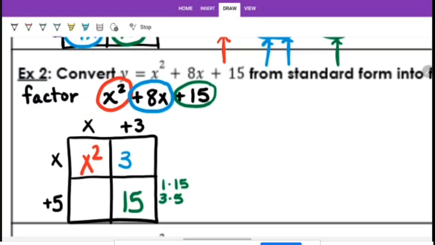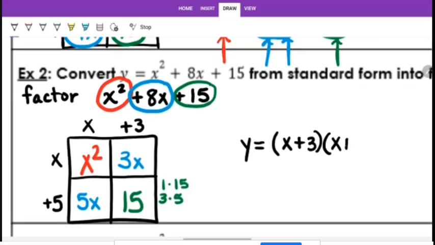My screen is lagging today. There we go. So notice that the two spaces that I filled in with blue, the 3x and the 5x, these two things will add together to give us a positive 8x. That's exactly what we needed. So good job, Joel. We now need to write our answer as a factored form quadratic. So we'll write it as y equals x plus 3 times x plus 5.